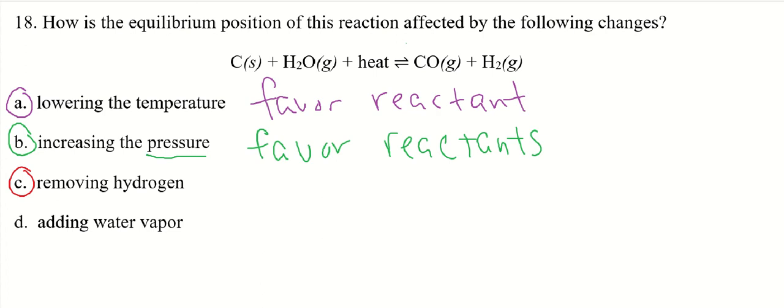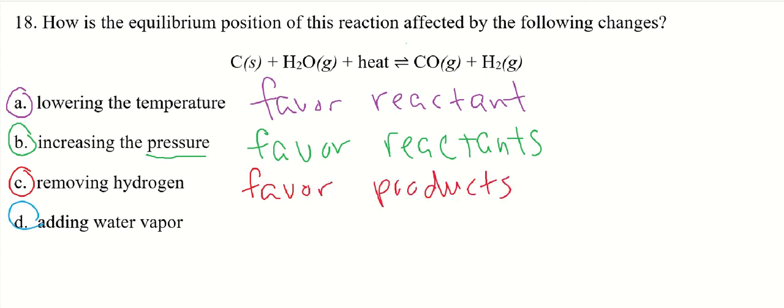What happens if we decrease the amount of hydrogen? Hydrogen is a product, so if you remove a product, the system that was at equilibrium will try to create more of the product that you removed. All right, so it's just going to favor the products. It's going to try to create more hydrogen until a new equilibrium is reached.